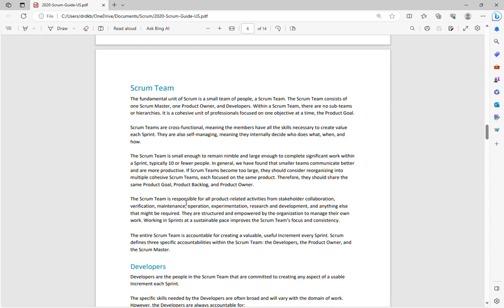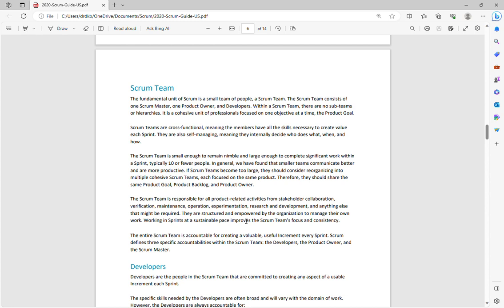Now, the Scrum team is responsible for all product related activities from stakeholder collaboration, verification, maintenance, operation, experimentation, research, and development, and anything else that might be required. They are structured and empowered by the organization to manage their own work. Working in sprint at a sustainable pace improves the Scrum team's focus and consistency.